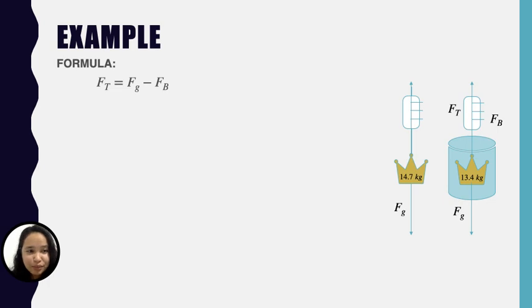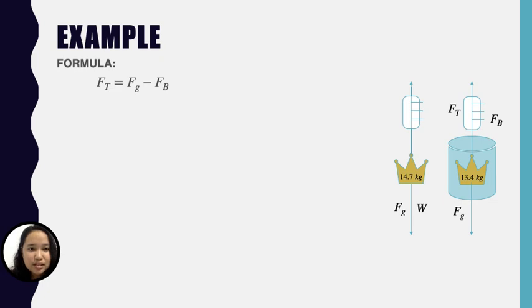What happened here is I just transferred the tension force and equated it to the force due to gravity and the buoyant force. You can rewind it or check your notes. So the equation becomes Ft equals Fg minus Fb.